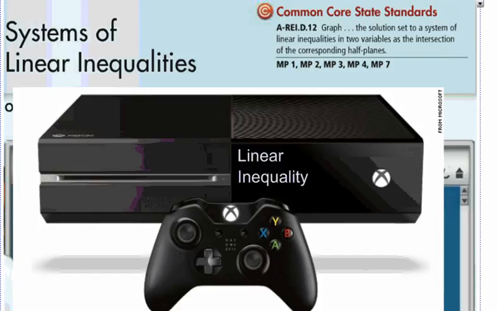And I have my system of linear inequality right here. This is what I do at night. I play this system of linear inequality. There's lots of good games on it. Comes with a controller, a couple joysticks, an X, Y, A, B button. It has it all. But that's not what a system of linear inequalities is. That's an Xbox that I just put a couple words on.